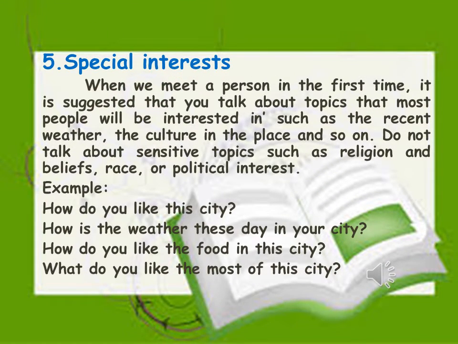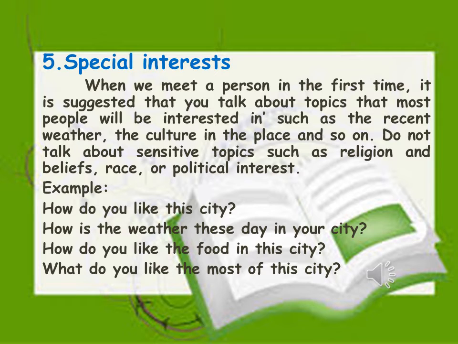When we meet a person for the first time, it is suggested that you talk about topics that most people will be interested in, such as the recent weather or the culture in a place. Do not talk about sensitive topics such as religion and beliefs, race, or political interest.